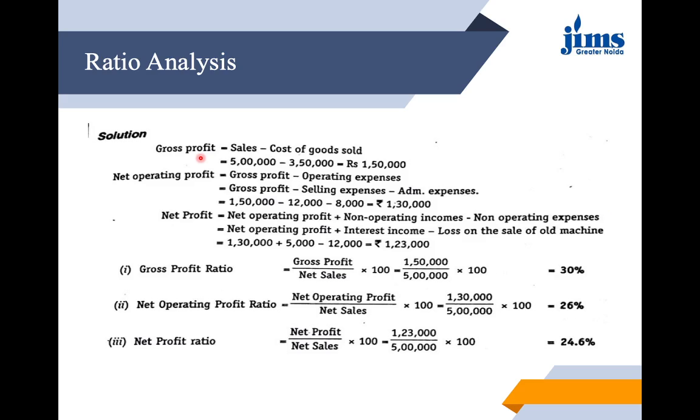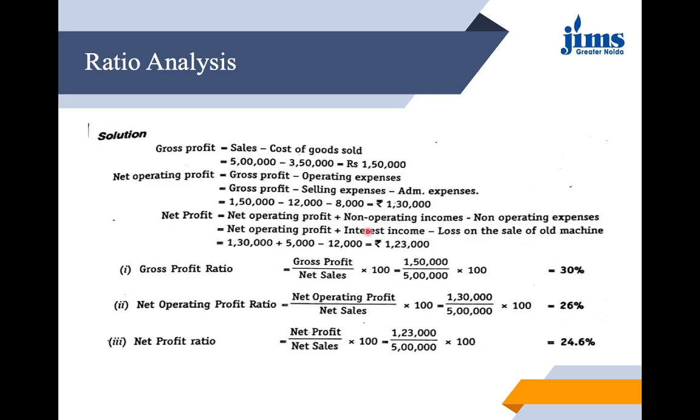You can calculate the gross profit by subtracting the cost of goods sold from sales as 1,50,000. Net operating profit can be calculated by subtracting the operating expenses from gross profit. No operating incomes are given to us, only the operating expenses, that is selling and administrative expenses. So we can subtract that and obtain the amount. Net profit can be calculated further from the net operating profit that we have just calculated in the previous step, by adding all the non-operating incomes and subtracting the non-operating expenses. For that, you can check out the question.